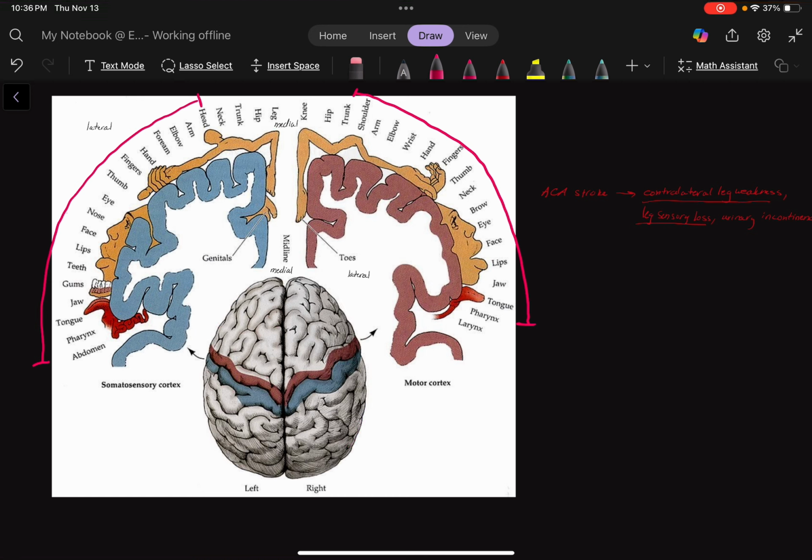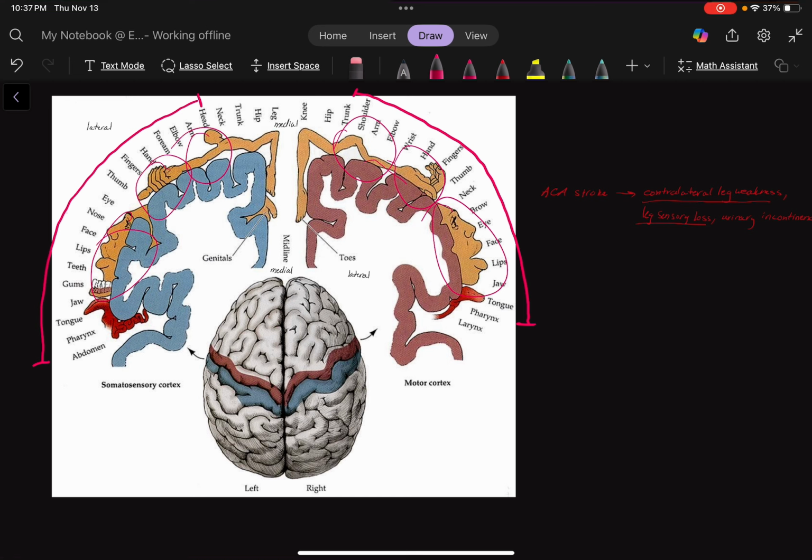Okay, so as you can see here, the middle cerebral artery, let's say we have a stroke in the middle cerebral artery in that distribution. So what would it affect? Well, if you're looking at the homunculus here, we can see that it would affect all of this. So it would affect our face, our hands, our arms, and then over here, it's the same thing, our face, our hands, our arms.